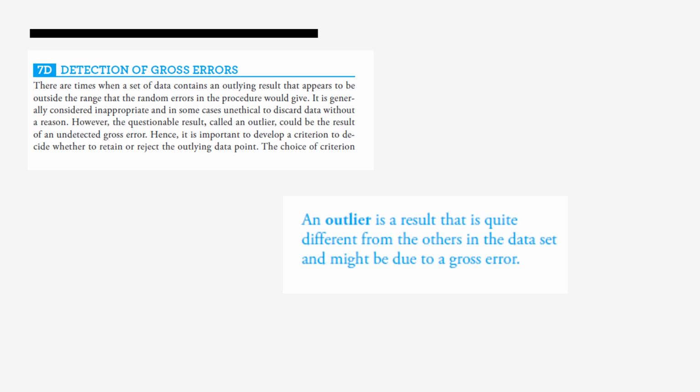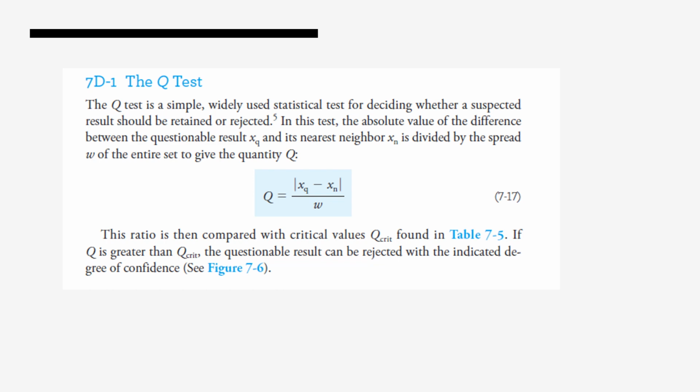And let's go to detection of gross errors. So in gross errors, the main reason why we have that is because we have an outlier. When you have an outlier, this is a result that is different from the others in the data set. So it can result in gross error. We can actually remove our outlier via the Q test and the Grubbs test.